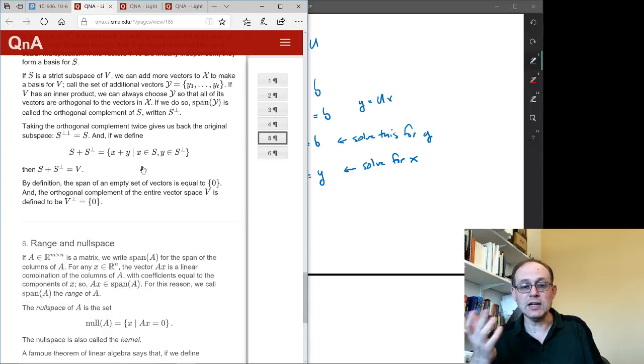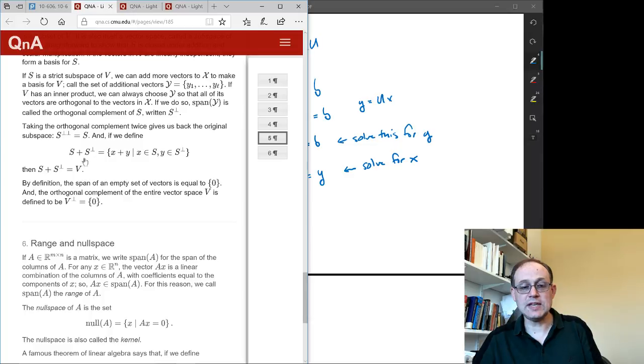If we're in an inner product space, we can always choose these additional vectors to be orthogonal to all of the vectors in X. We'll call these new vectors Y, and the span of Y is going to be called the orthogonal complement of S, the original subspace, and it's written as S with a little perpendicular sign as a superscript. If we take the orthogonal complement twice, that gives us back the original subspace, at least in finite dimensional examples.